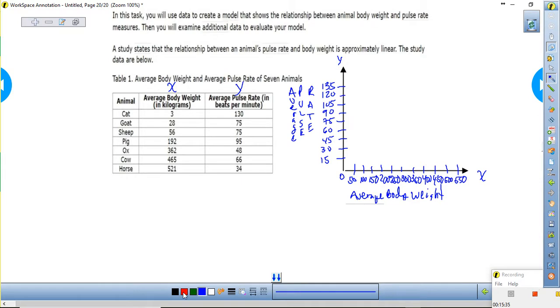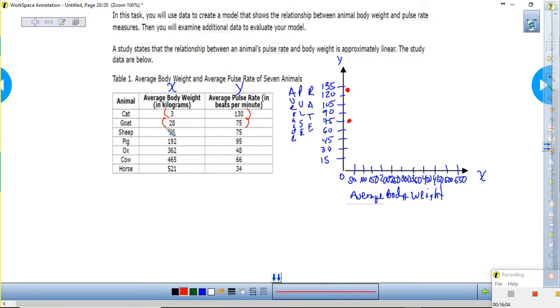So I'll get you started. I'm going to start with the first one, 3, 130. 3 is about right here. 130 is about right there. Okay. The next point is 28, 75. 28 is a little bit more than half here. 75 is about right there, so I'm going to apply it right.